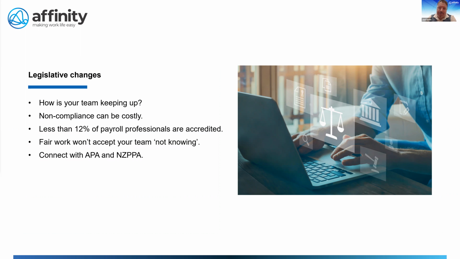So to get a handle on this at your organization, you need to ask yourself, how is your payroll team keeping up with those legislative changes? Do they understand how those changes need to be reflected within your organization? Are they attending seminars, training courses, or are they relying on secondhand information? Or even more of an issue, are they finding out about legislative changes after they've already commenced?